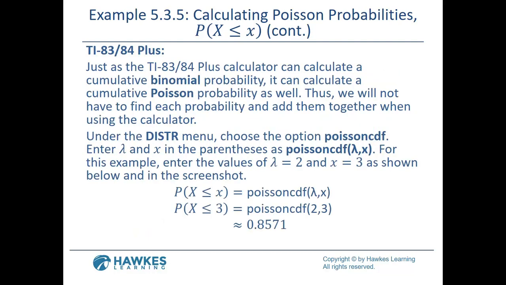And just like what we learned earlier, the calculator can calculate binomial probabilities for cumulatives. It can calculate cumulative Poisson probability as well. So this way we don't actually have to find each of these individual probabilities. We can just put it in one time. We don't have to do each one individually and add them together. So again, still going in that calculator in that same area.